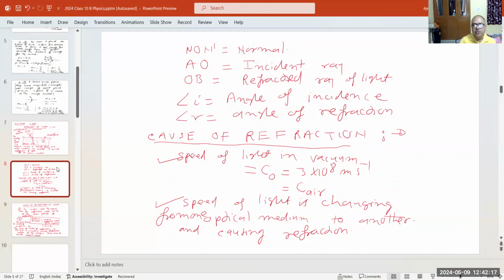The cause of refraction is the change of speed of light. Change of speed of light is the main cause of refraction, because the direction of light changes due to the change in the speed of light.